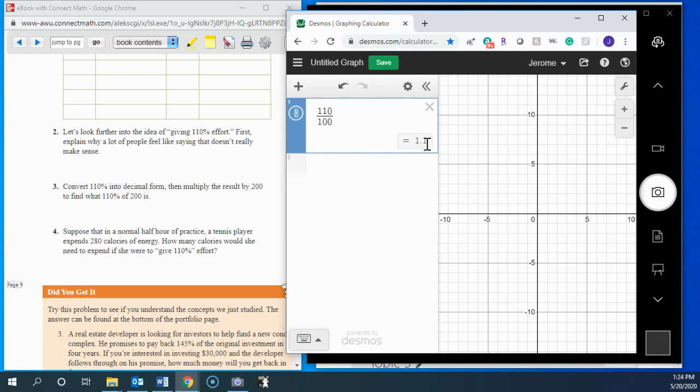But it looks as though they want us to convert this to decimal form, which we did. So we know that 110% is really 1.1. And then they want us to multiply this result by 200. So we'll multiply by 200. Our final answer here would be 220.